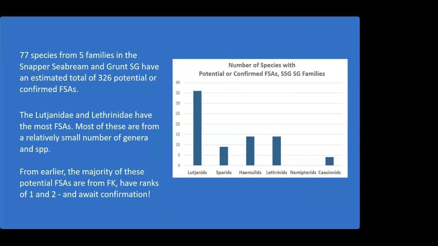In summary, 77 species from 5 families in the SSGSG have an estimated total of 326 potential or confirmed FSAs. The Lutjanidae and Serranidae have the most FSAs. Most of these are from a relatively small number of genera and species. From earlier, the majority of these potential FSAs are from FK, have confidence ranks of 1 and 2, low and medium, and they await confirmation.